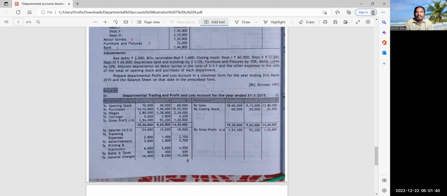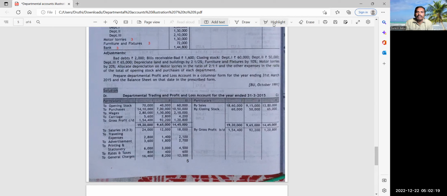So closing stock of department 1, 60,000, department 2, 50,000, department 3, 65,000. So you know that. Closing stock appears in the trading account, and once in the balance sheet, on the asset side. Depreciate land and buildings by 2.5%, furniture and fixtures by 10%, motor lorries by 20%. So this is a depreciation once again: profit and loss account one time, and in the respective item in the balance sheet next time.